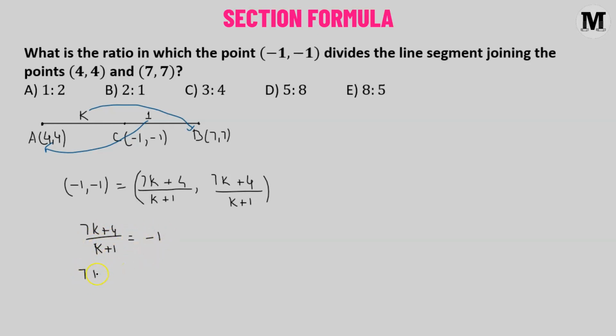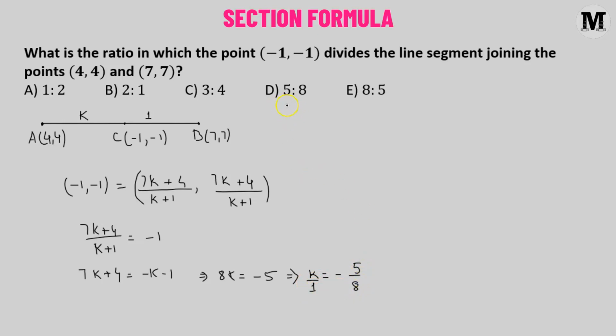And let's solve for the value of K. So we have 7K plus 4 equals, cross multiplying K plus 1 with -1, -K minus 1. This gives us 8K equals -5. Solving for K, we get K equals -5/8. Or we can say K:1 has the ratio -5/8.